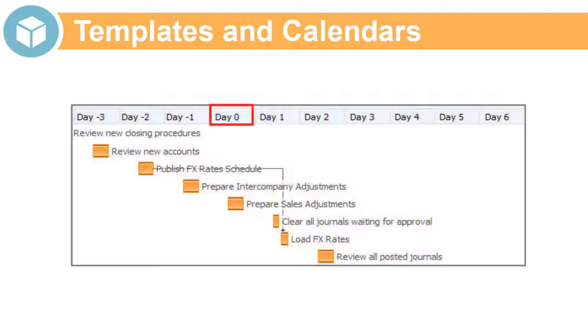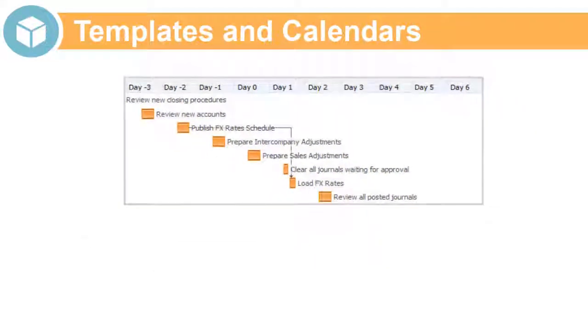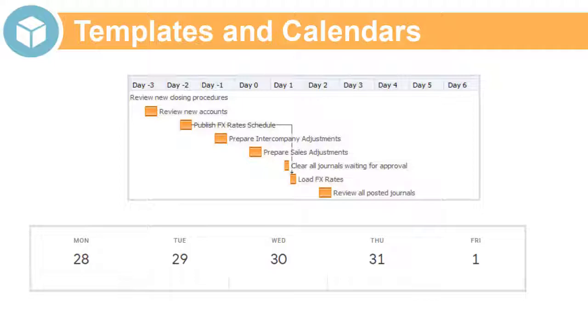Template tasks are not assigned calendar dates, but instead are assigned to generic days before or after the period close date. For example, day 1, day 2. You map the generic days to calendar dates when you create a schedule from the template. For example, if you select July 31st for day 0 when you create a schedule from the template, tasks scheduled for day -2 are assigned August 29th as a start date, and tasks scheduled for day 1 are assigned August 1 as a start date.